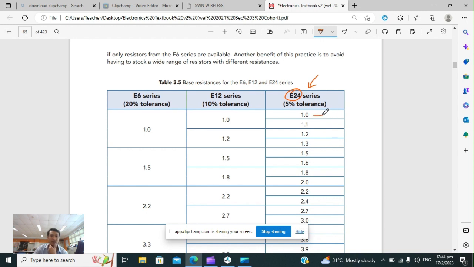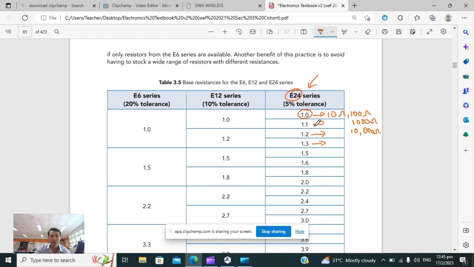These values are the base multipliers that they manufacture the resistors in. So this value 1.0 means that they manufacture maybe 10 ohms, 100 ohms, 1000 ohms, 10,000 ohms. So long as there's a 1, you can multiply by 10, 100, 1000, 10,000, whatever it is. This is what they manufacture in.